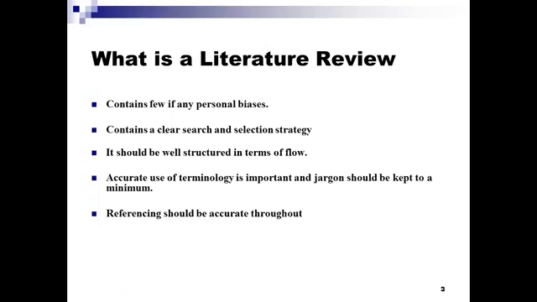So what a literature review should do is contain few personal biases, because what you're doing at this initial stage is presenting others' views. You're presenting what is known about a subject area. It should contain a clear search strategy and selection strategy, and it should be well structured. It should avoid using terminology and jargon, and it should be accurately and appropriately referenced.